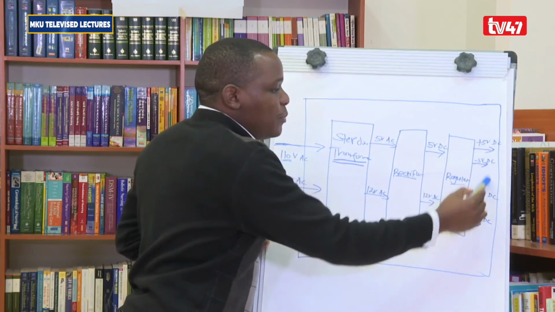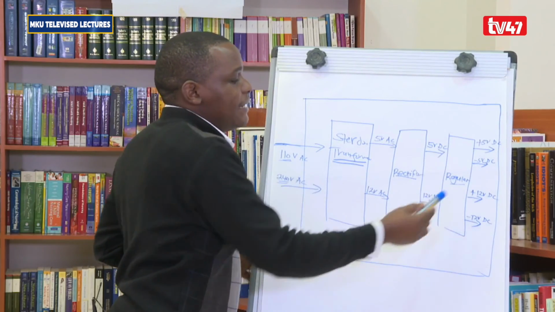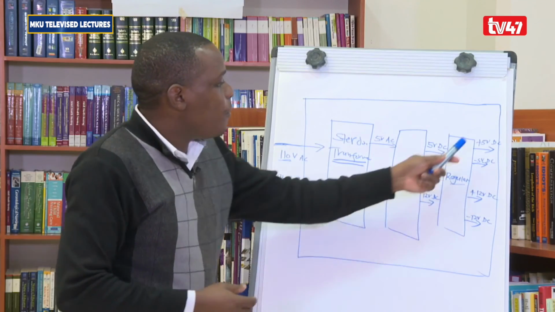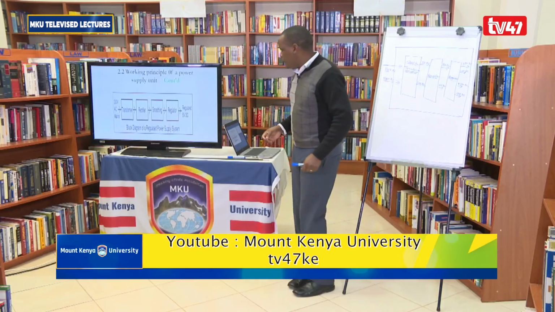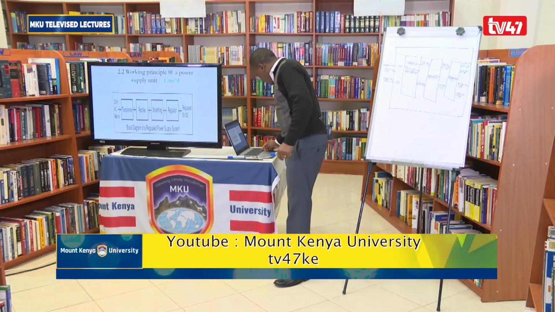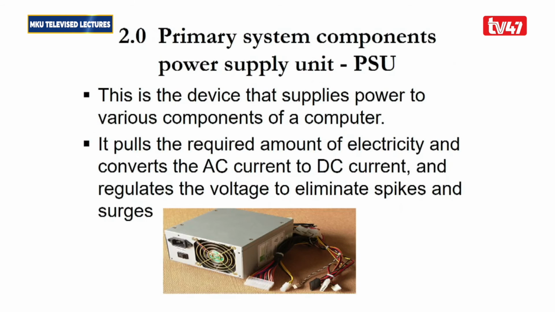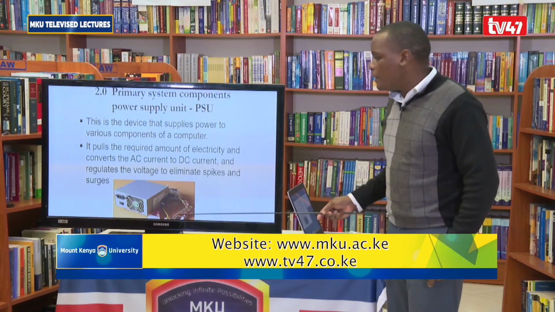This is the output that gets to the connectors or the various components of the computer. Like in our previous diagram here, this particular power supply unit, as you can see, from the output here, is where you connect to the hard disk, to the motherboard, to the floppy disk, to the compact disk or the CD drive. The output that gets to the different components is the voltage output from the connectors.